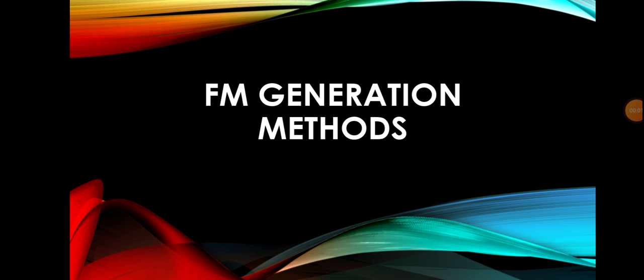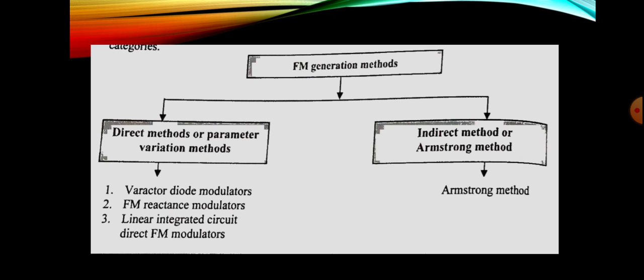Dear students, in this session we will discuss FM generation methods. Basically, FM generation methods are divided into two: direct methods and indirect methods. The direct method is called the parameter variation method. The indirect method is also called the Armstrong method.